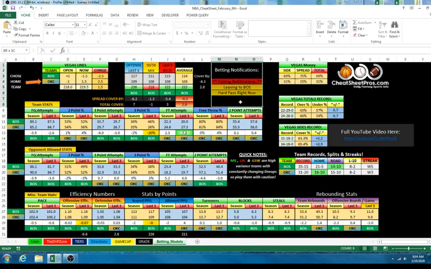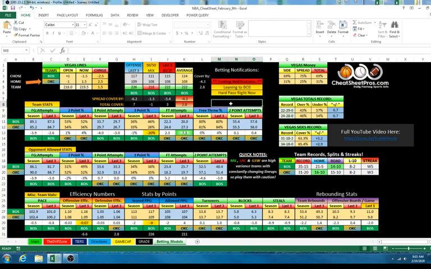This here is the notification column. So these right here are going to pop up some stuff. Some of the stuff that's going to pop up here, if there's a line shift of 3 points or greater, it's going to pop up in red and say big shift alert. That can be towards a team or towards a total.